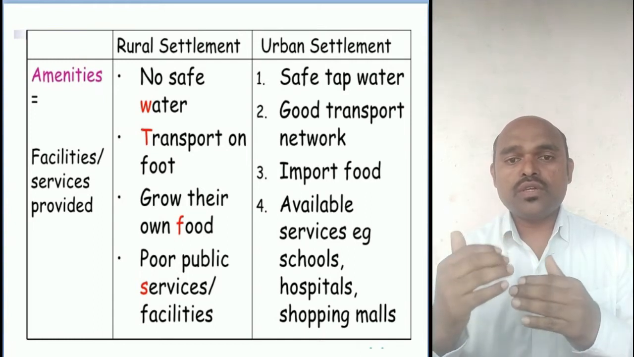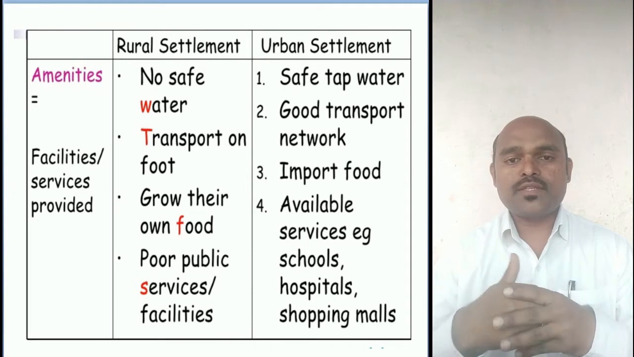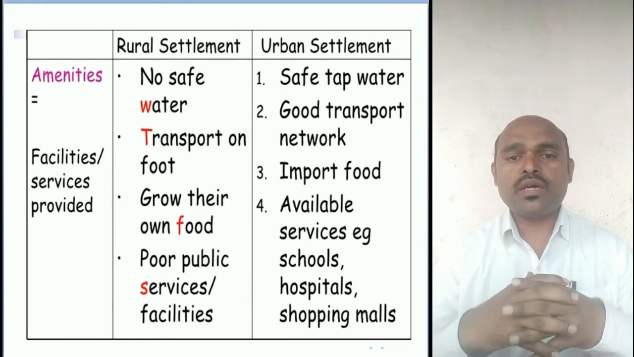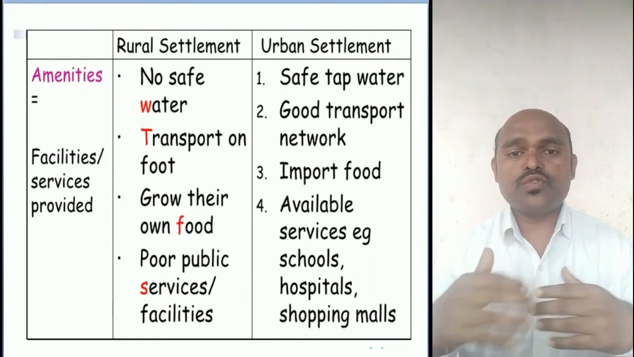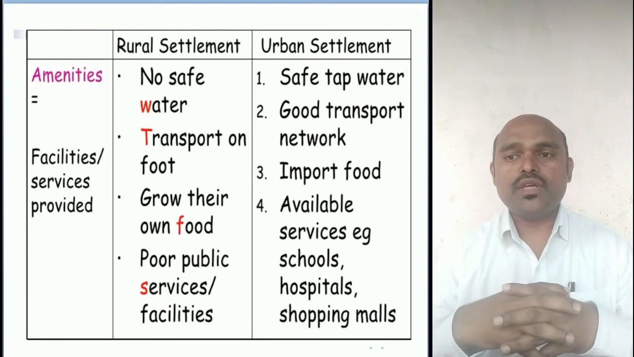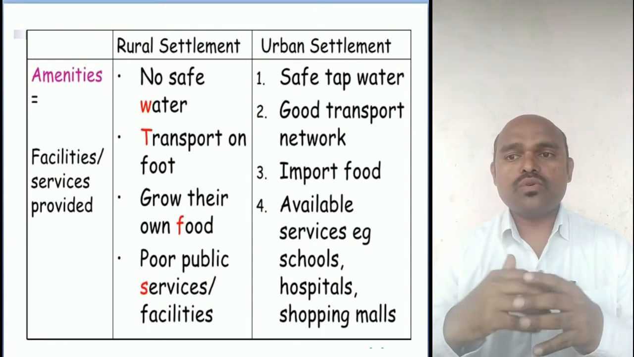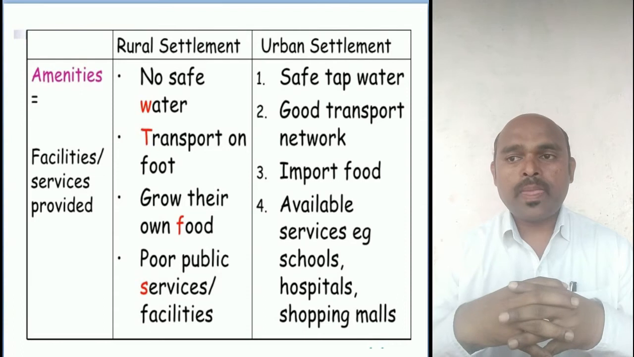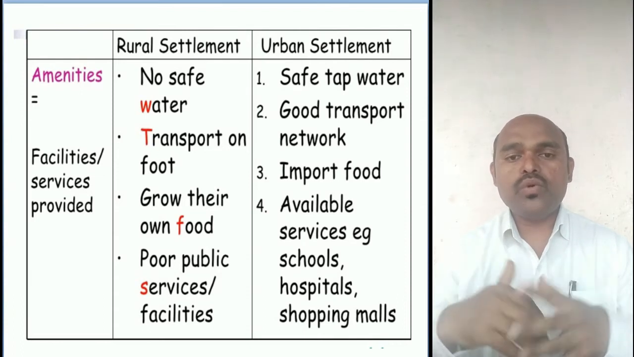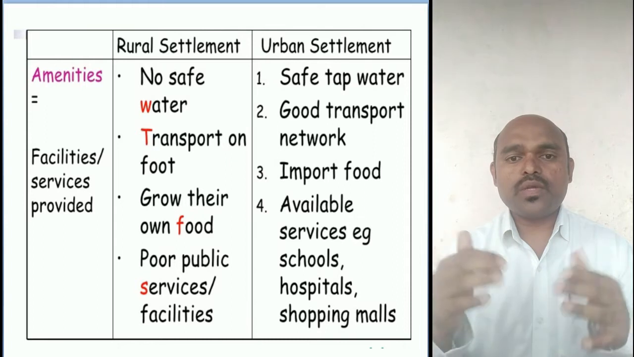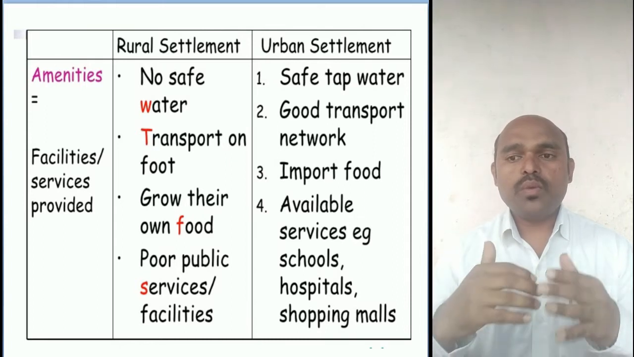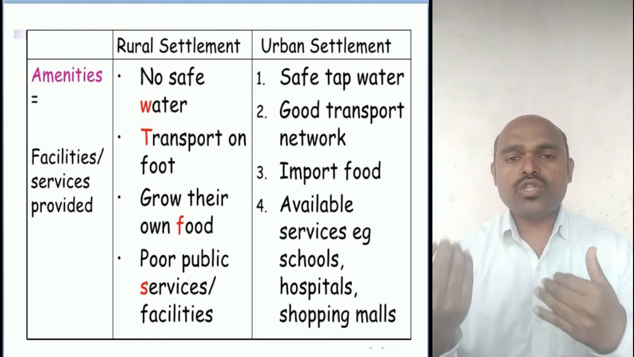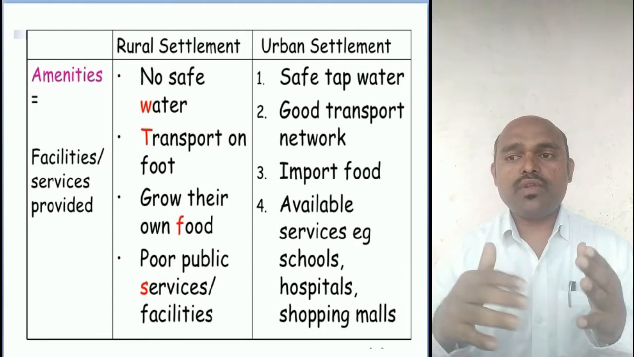It means we find different types of buses, which run on regular time, and even metros and railways in the urban settlement, but these facilities we do not find in the rural settlement. Then in the rural settlement, basically the people grow their food on their own, but in the urban settlement they import the food. They have to bring the food from other places. Poor public services or facilities we find in the rural settlements, but on the other hand in the urban settlement we find available services.